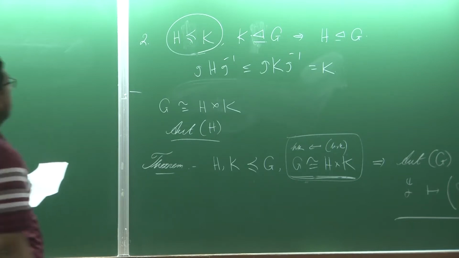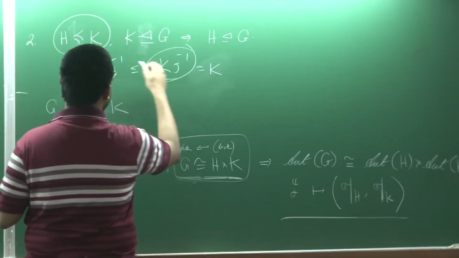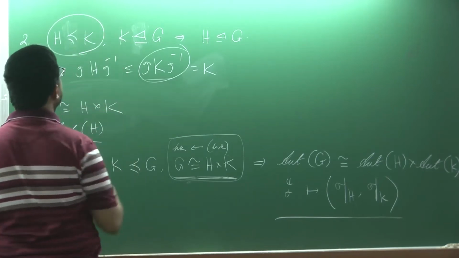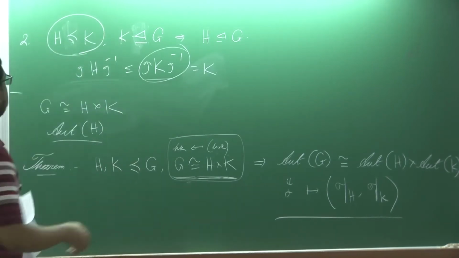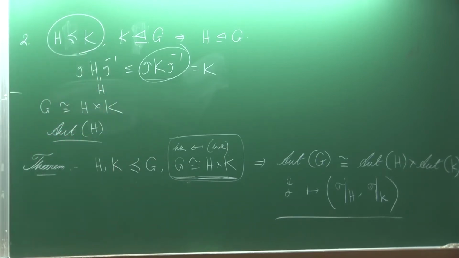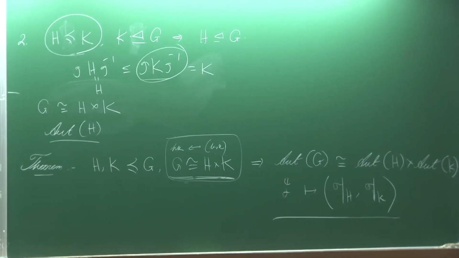Because for any given k, conjugating elements by g gives an automorphism of K, and that automorphism is going to fix H, since H is characteristic. So the first one that I wrote was correct. Anyway, now let's go ahead.